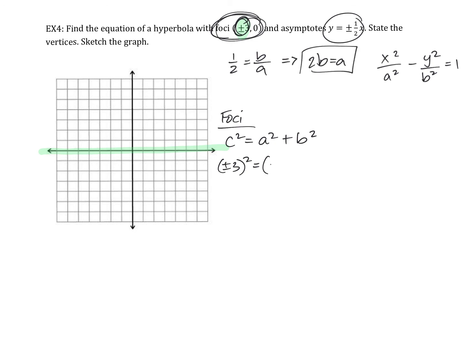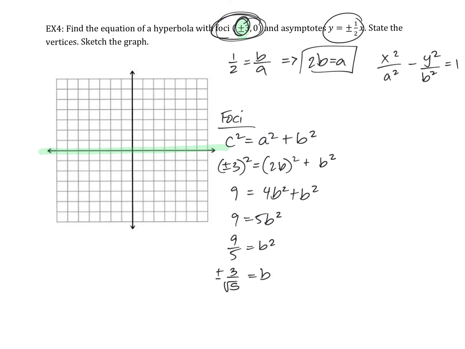So plugging that in, we'll get 2b squared plus b squared. Then we get 9 equals 4b squared plus b squared. So that'd be 9 equals 5b squared. Which, when we solve, we get 9 divided by 5 equals b squared. Solving for b, we get plus or minus 3 over root 5 is b.